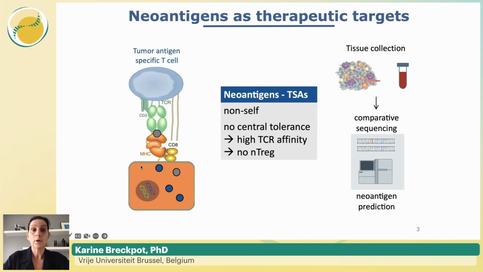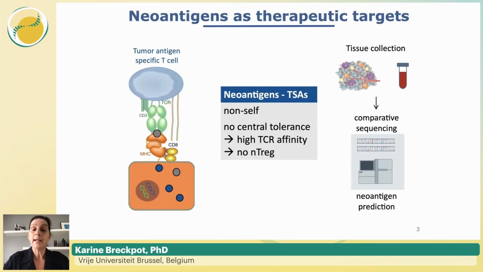Now, in our work, we are focusing on what we call neoantigens, or tumor-specific antigens. These are antigens that have not been encountered by our immune system prior to the development of these tumor cells. So they are considered non-self. And as a consequence, there is also no central tolerance against these neoantigens.